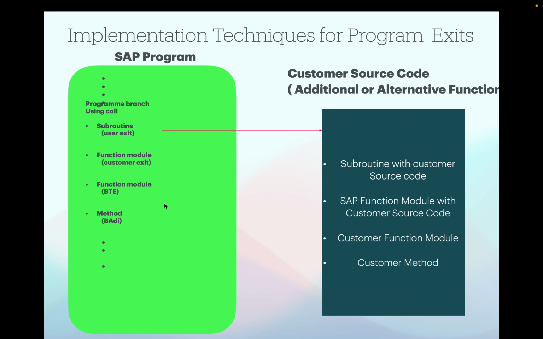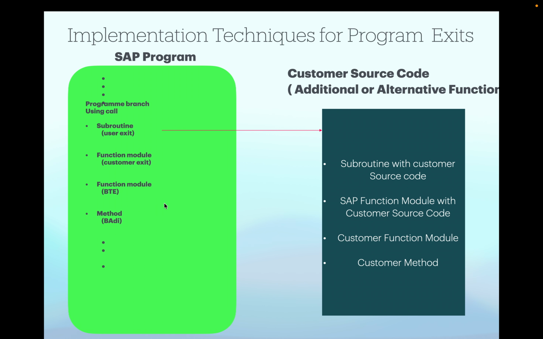The figure shows the various implementation techniques for the program exit that are available in NetWeaver 7.0. If you see this screen, there are four options available for the program exit. In the SAP standard program, there will be hooks in the form of user exit, customer exit, BTE, and business BAdIs. All these are hook points provided in the SAP standard program.